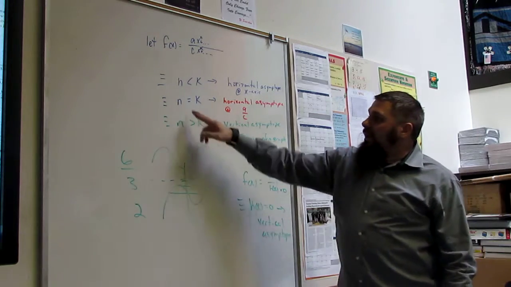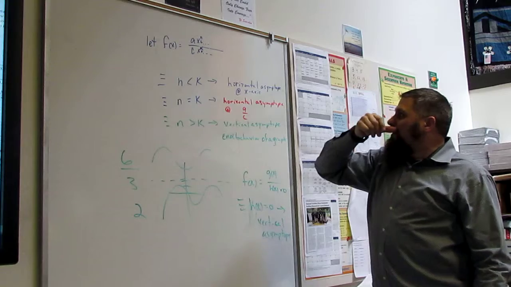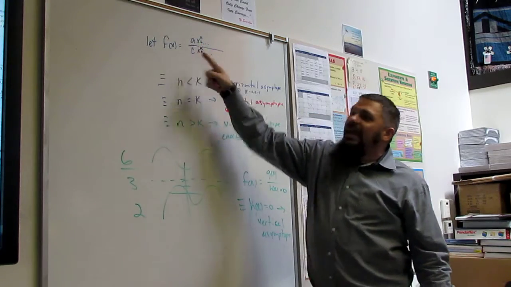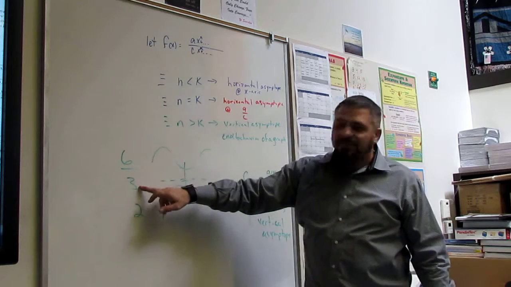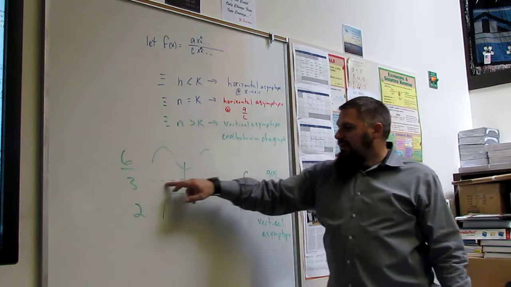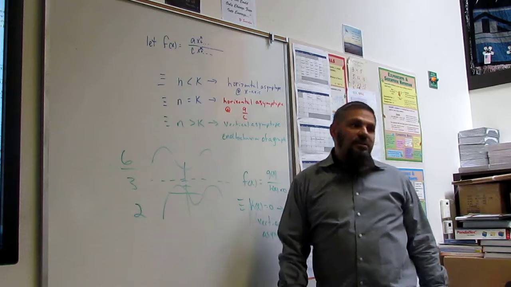If n is equal to k, then you'll have a horizontal asymptote at a over c, whatever that might be. Like we talked about here. If it was 6 over 3, then it'd be at 2. It'd be a horizontal asymptote at 2. Okay?